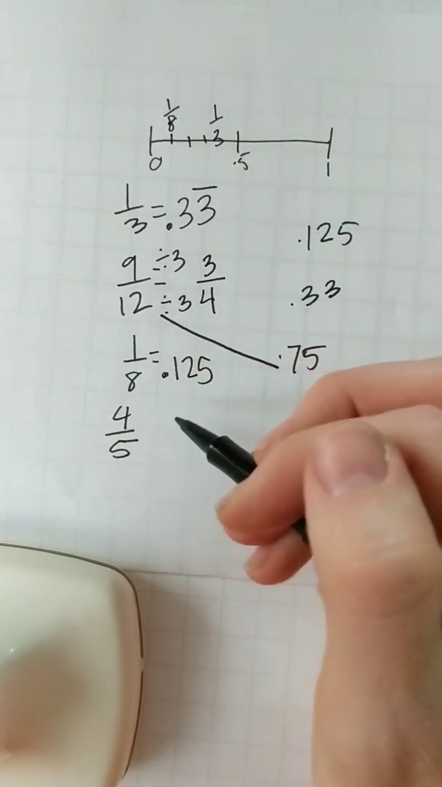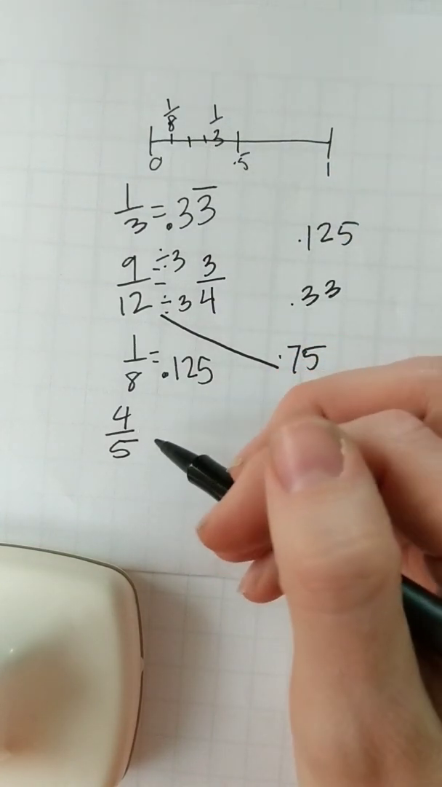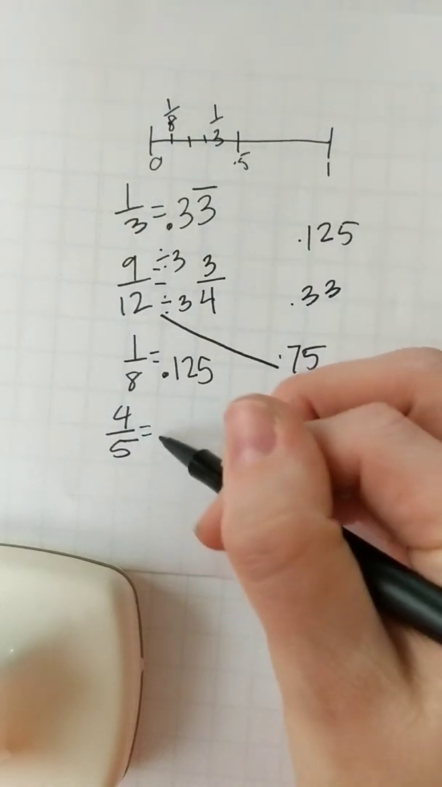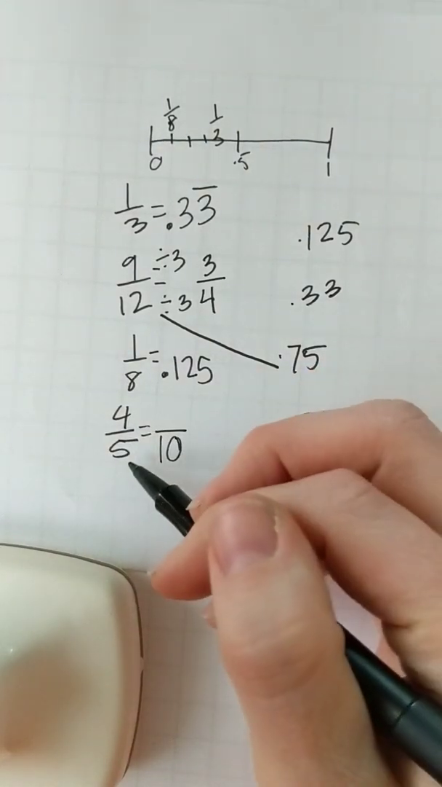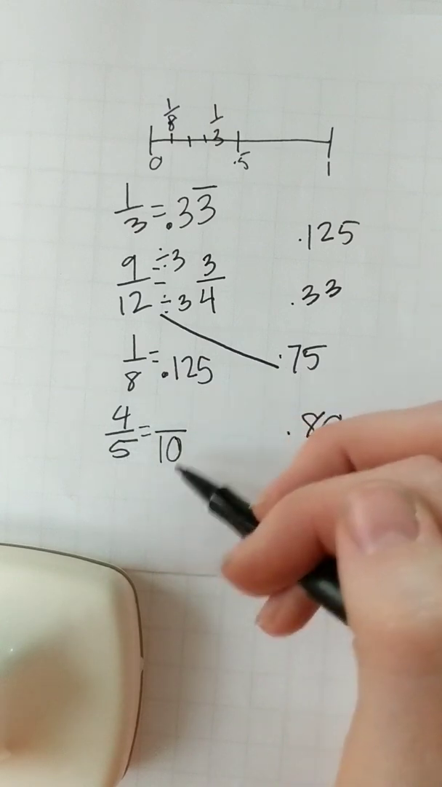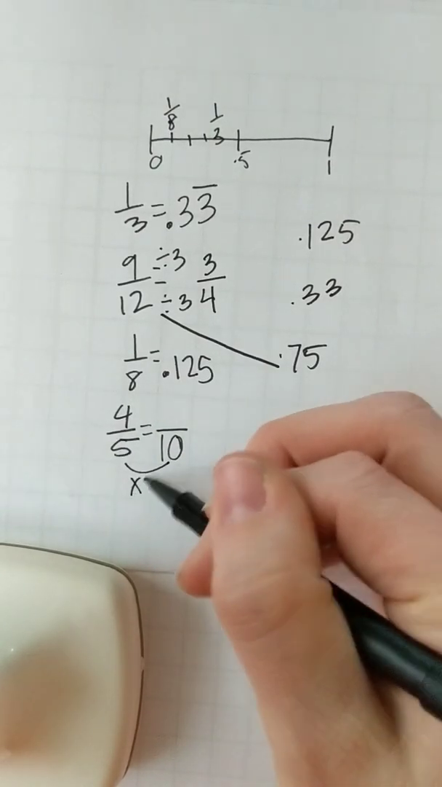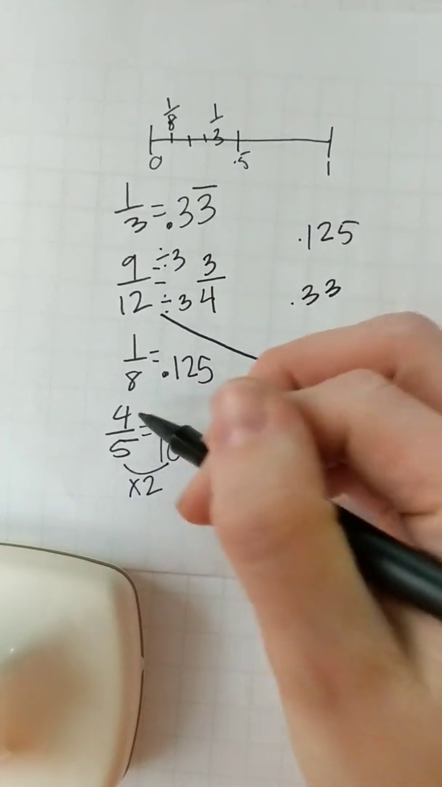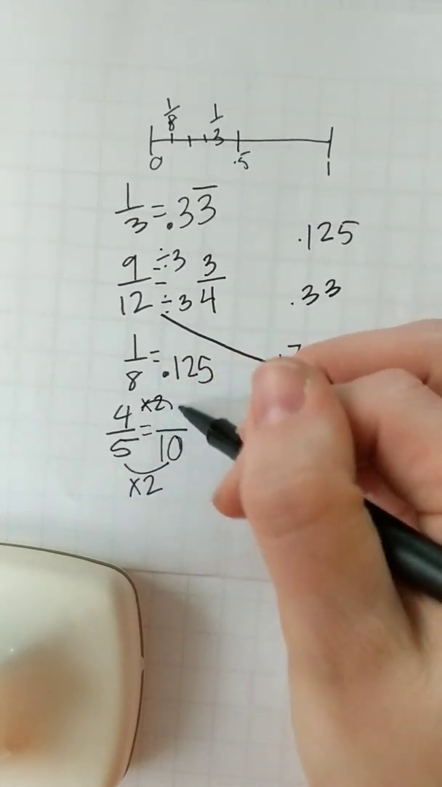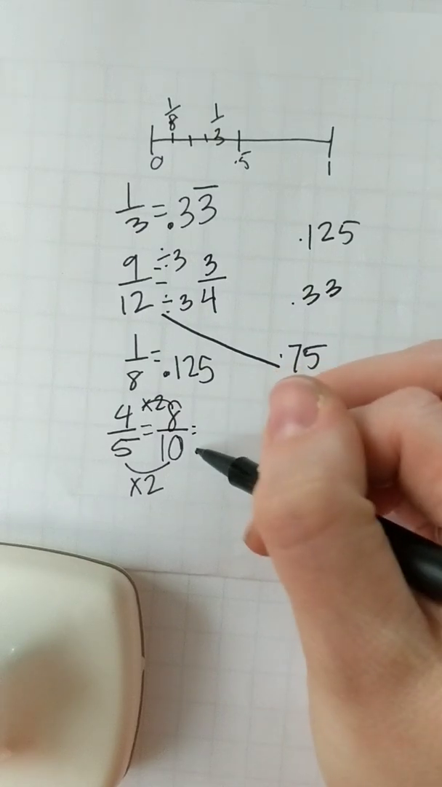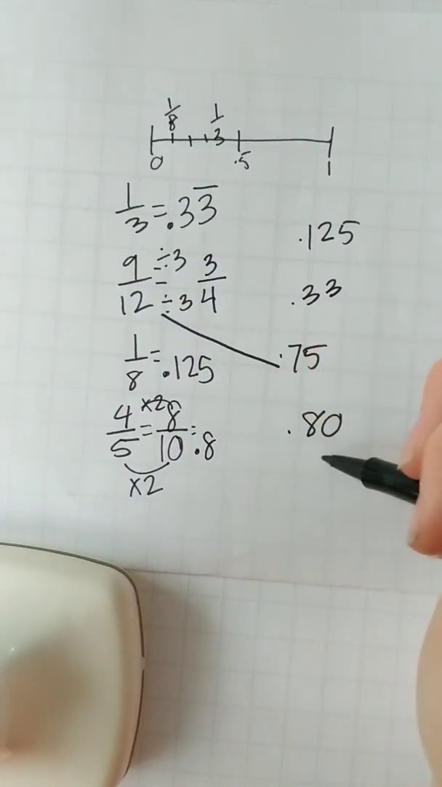Okay, 4/5. What do I know about 4/5 as a decimal? Well, I remember that 5s and 10s are friends, and I need to just turn this into an equivalent fraction over 10, then I can write it as a decimal. So 5 times 2 is 10. What I do to the bottom, I do to the top. 4 times 2 is 8. I've got 8/10. I can easily write that as a decimal. I found my match.